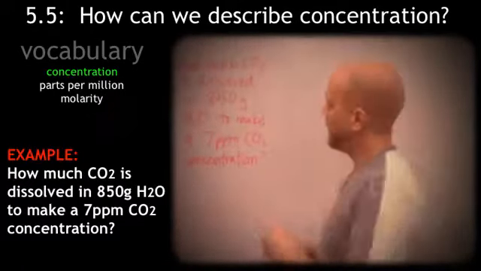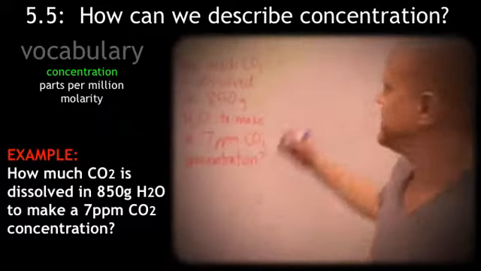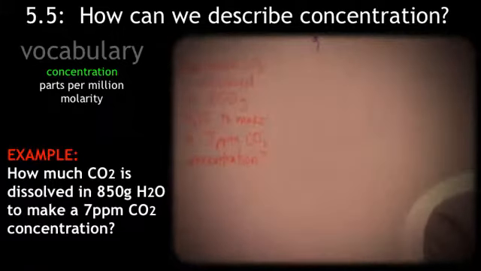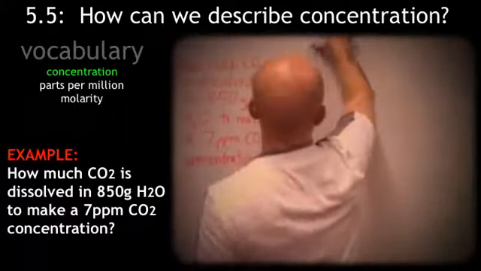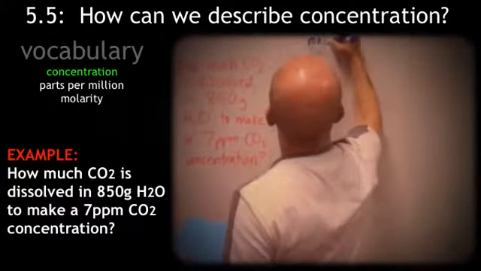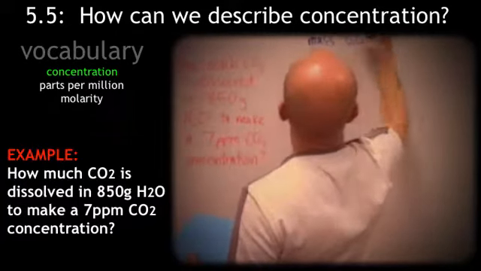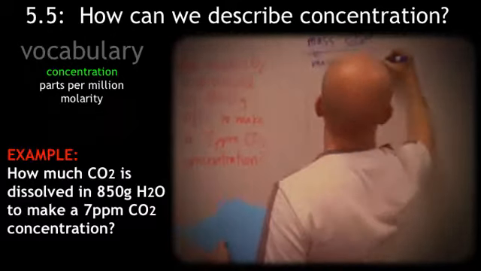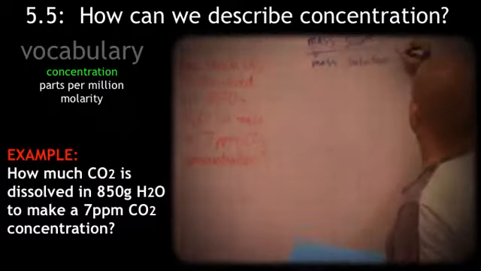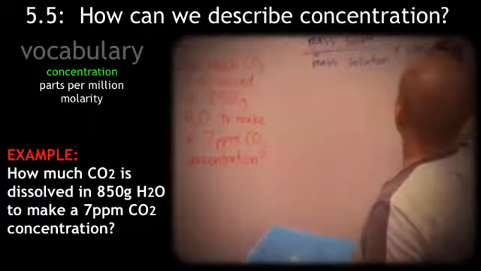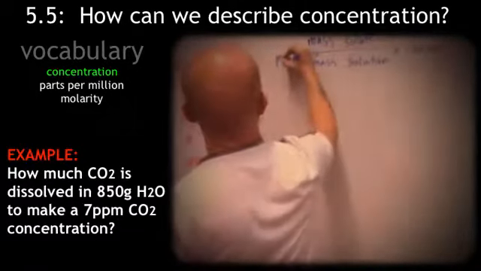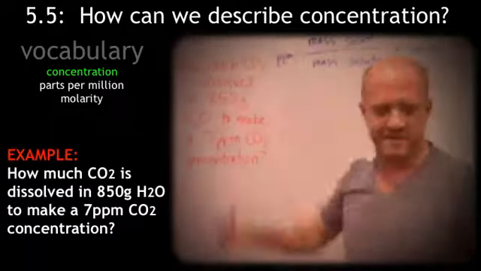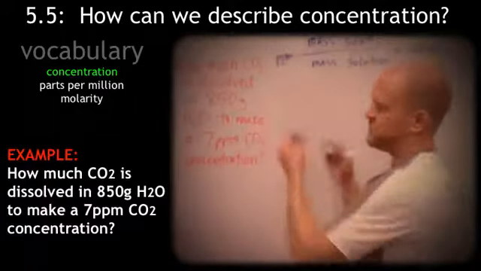First of all, if you look at the equation, it's written as ppm equals mass of solute over mass of solution times 1 million. So what we're going to have to do is start annotating this and substituting in the parts that we need.